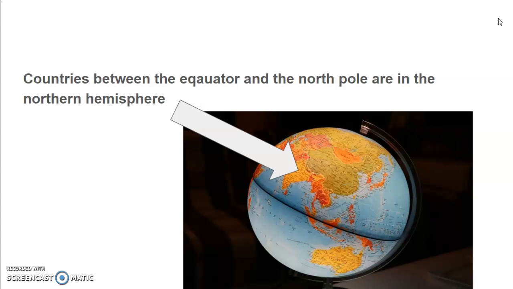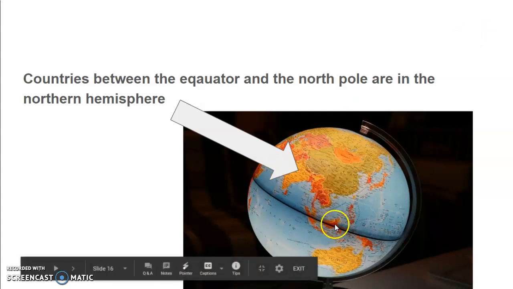Countries between the equator, this is the equator, and the North Pole, this is the North Pole, are in the northern hemisphere.